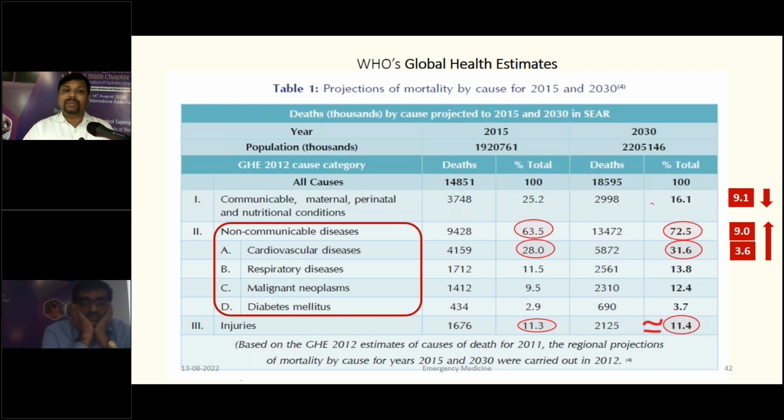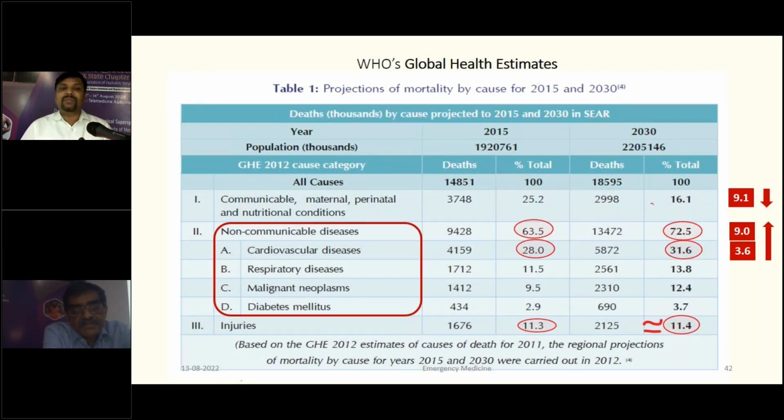Amongst non-communicable diseases, cardiovascular diseases are the major culprit, and they account for almost half of all deaths due to non-communicable diseases. That makes around 28%. And if we compare the data of 2015 to the projected deaths of 2030, we will find that there is a further jump in deaths due to non-communicable disease from 63% to 72%. That is a jump of almost 9%.